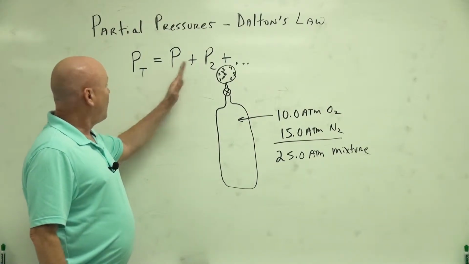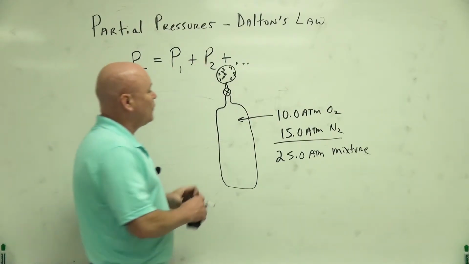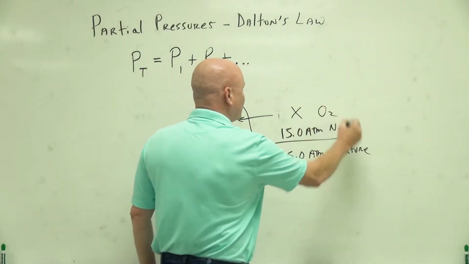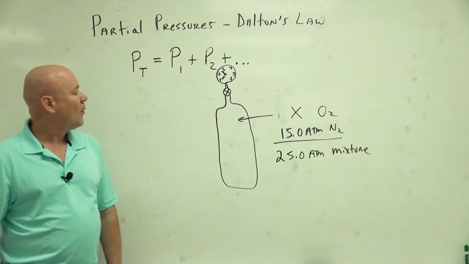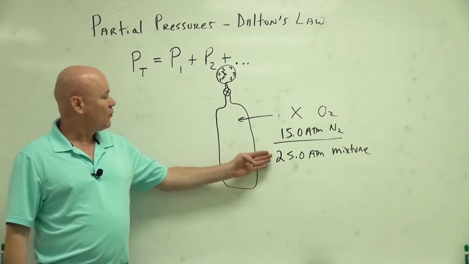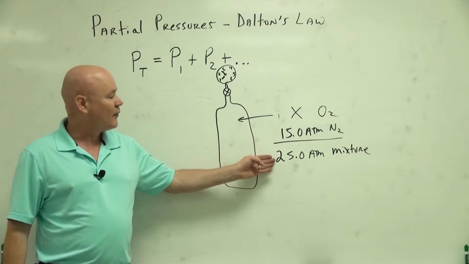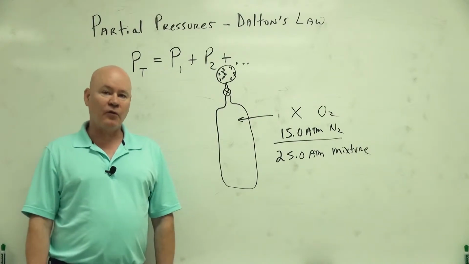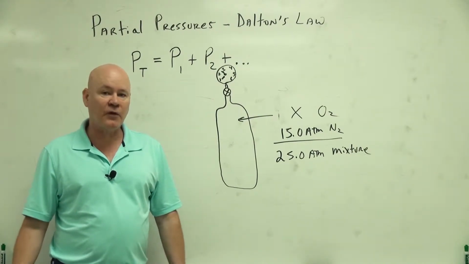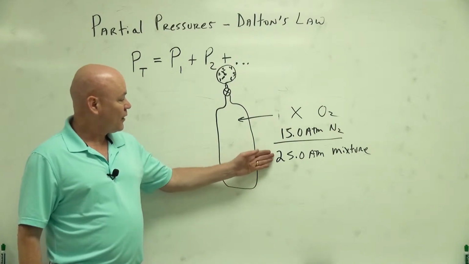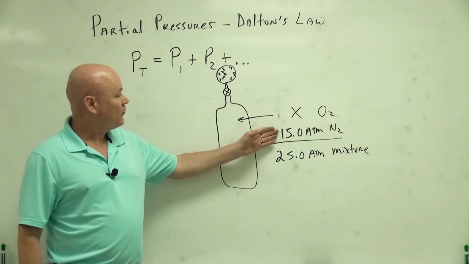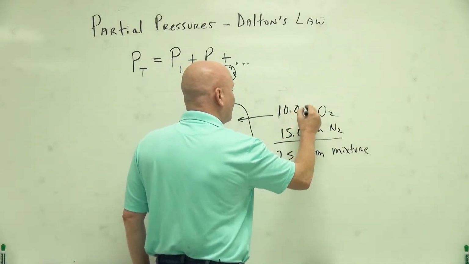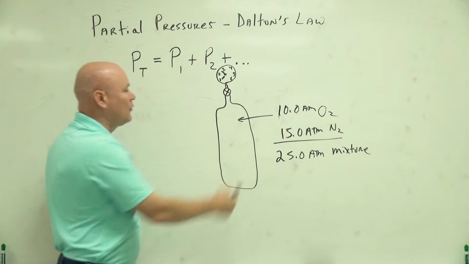Now, what do you think you should do if you didn't know that the oxygen was 10 atmospheres? What would you do? I mean, you know that you want 25 atmospheres, and you know you have 15 atmospheres. How many more atmospheres of oxygen would you have to add? How would you do that? Well, you would take the 25 and subtract off the 15 to get yourself back to 10.0 ATMs. 25 minus 15 is 10.